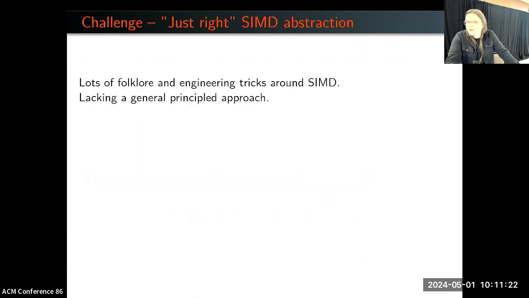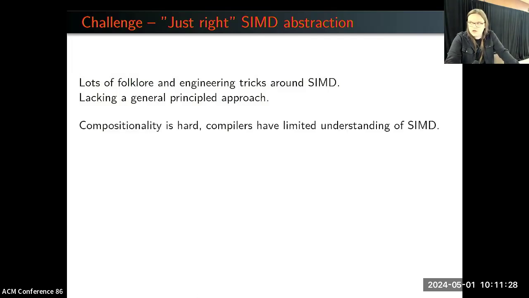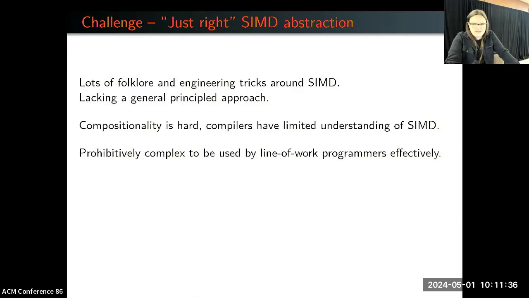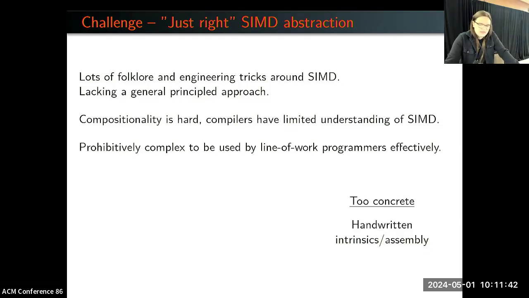Some challenges that we identified is that there seems to not be a good enough SIMD abstraction. Compositionality is hard. Compilers very often screw up code generation and cause you to lose like 50% of throughput due to miscompilation. And it's prohibitively complex. Like, this engine couldn't have been written by a non-expert, unfortunately. It seems like we're missing some kind of an abstraction here.